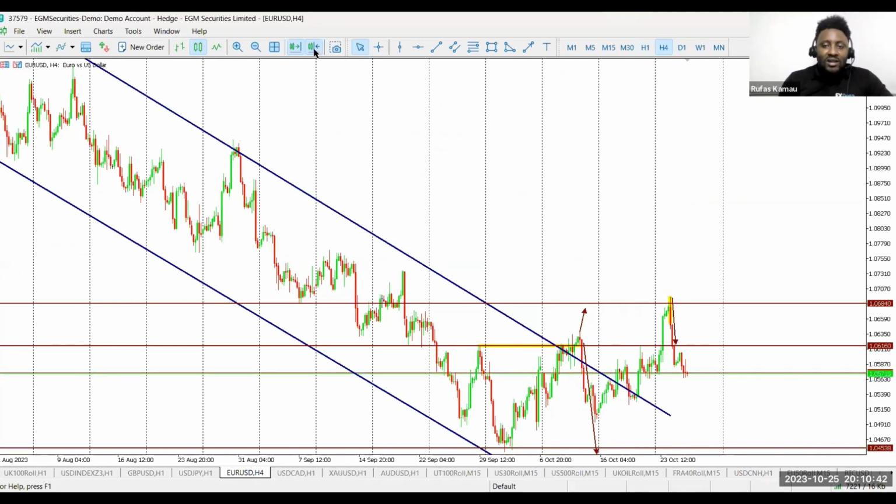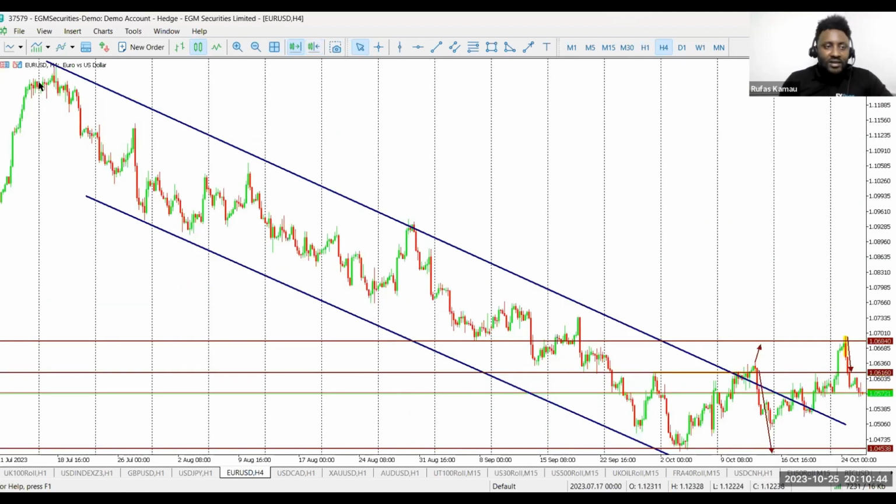So EUR/USD has been trading in this channel for quite a period. This is right from the 17th of July.